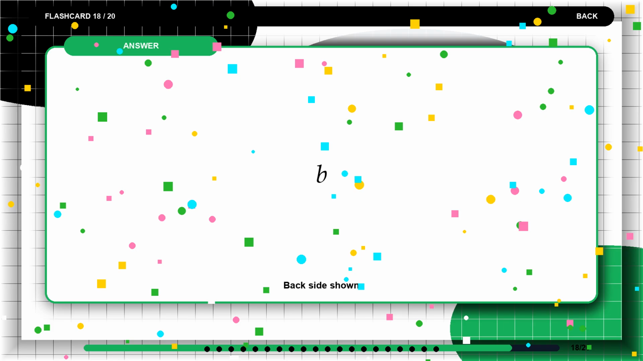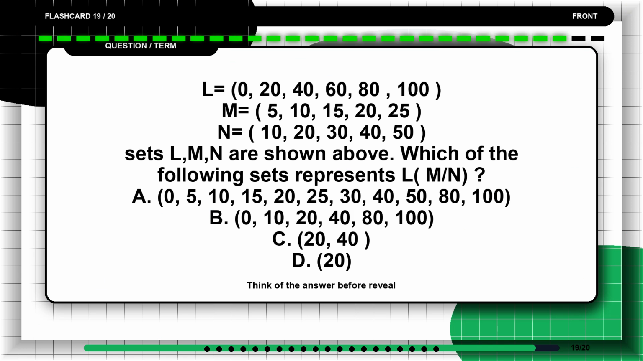The answer is B. Flashcard 19. L equals 0, 20, 40, 60, 80, 100. M equals 5, 10, 15, 20, 25. N equals 10, 20, 30, 40, 50. Sets L, M, and N are shown above. Which of the following sets represents L ∪ M ∪ N? A) 0, 5, 10, 15, 20, 25, 30, 40, 50, 80, 100. B) 0, 10, 20, 40, 80, 100. C) 20, 40. D) 20. Pause and think of the answer before the reveal.